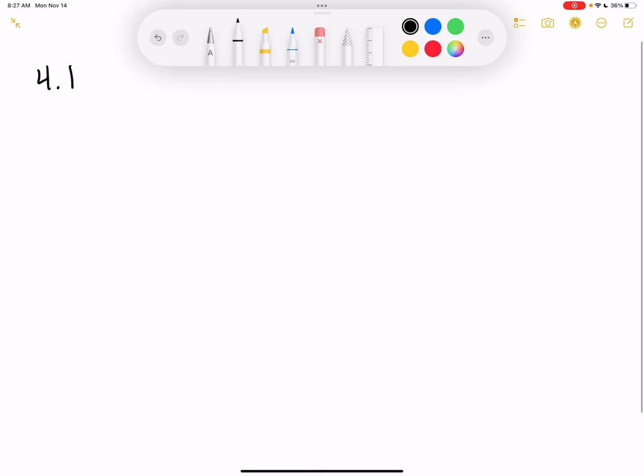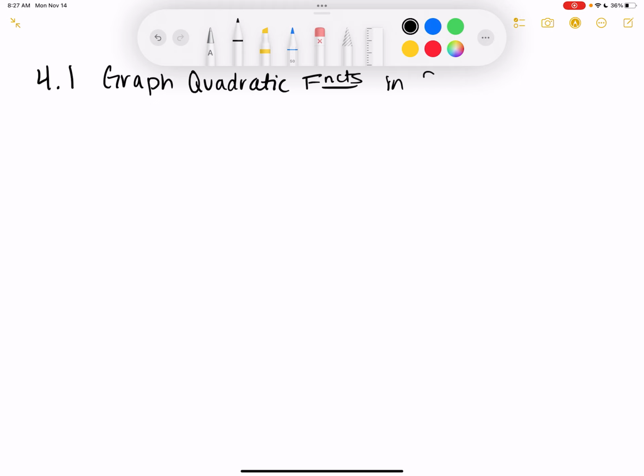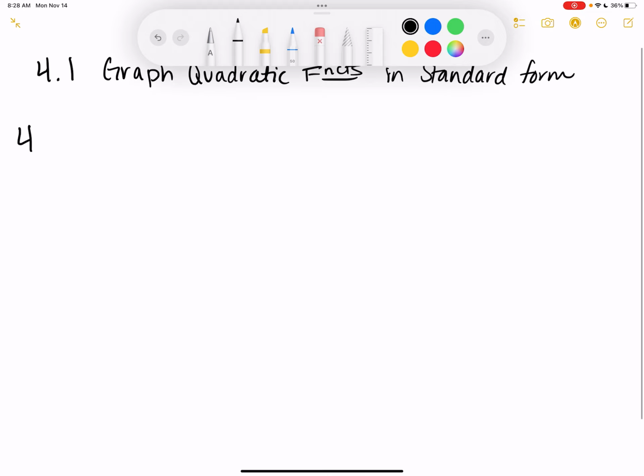4.1, graph quadratic functions in standard form. You should have your notes done for this. So, examples, they say to copy and complete the table of values for the function. So for number 4, we're given the function y equals negative 3x squared.